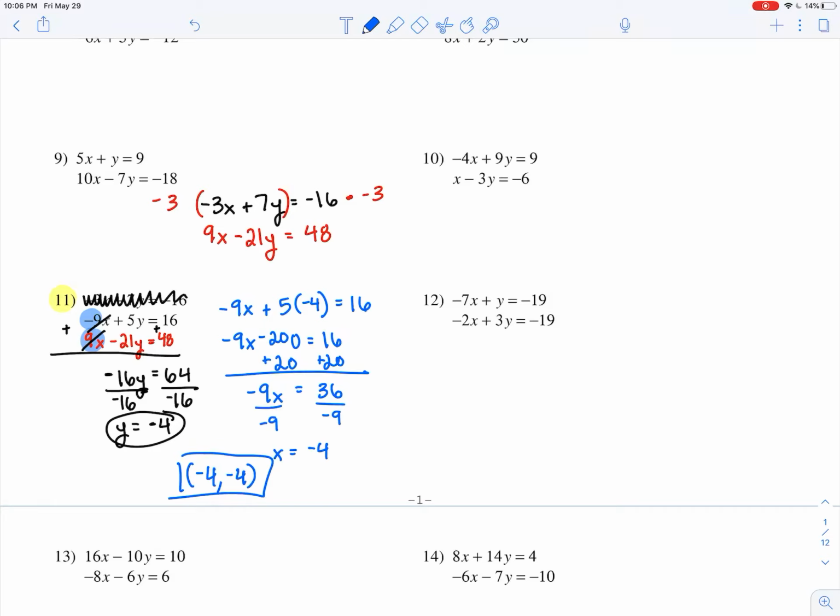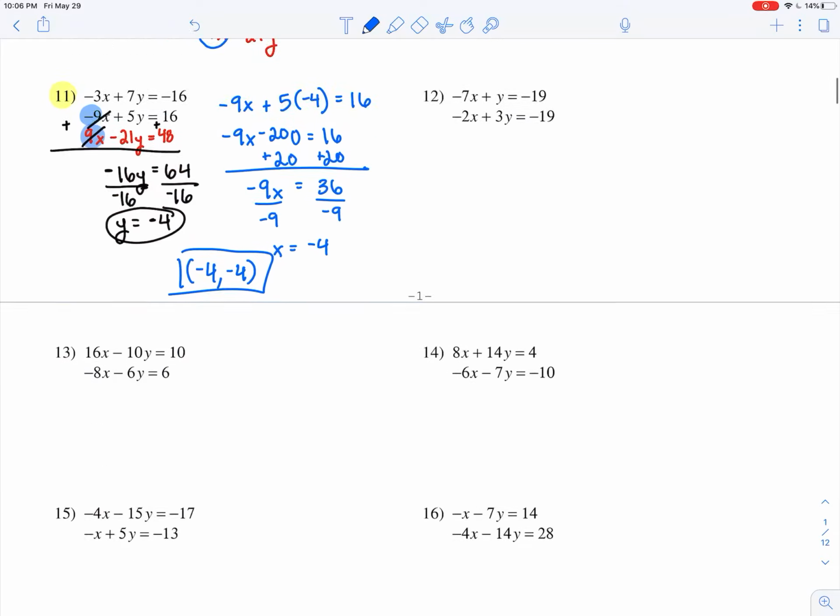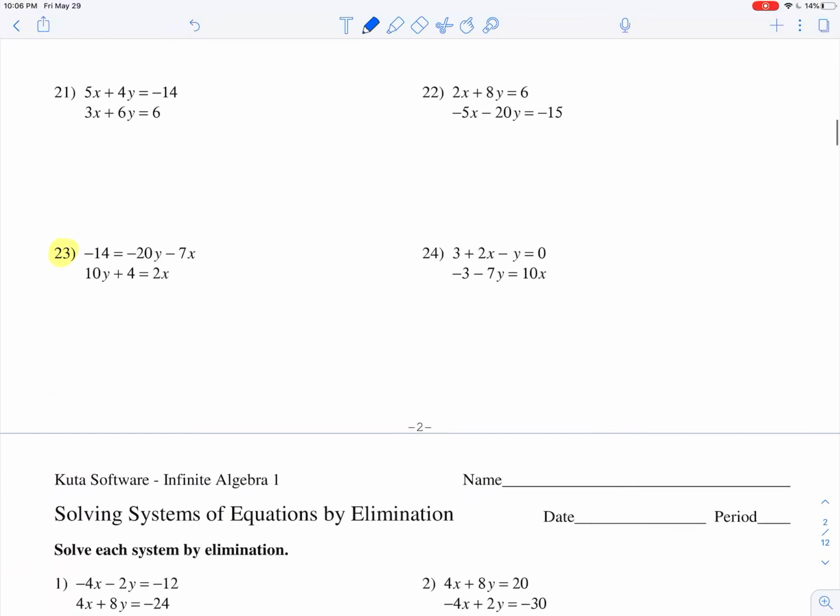So with a problem like number 11, you definitely can change the coefficients. You can change them by either multiplying or dividing, so that way you get a set of variables that you can eliminate. Okay. In this case, we got rid of the x's because I could change negative 3 into a positive 9. Okay, so there you go. So that's number 11. Let's take a look at number 23.